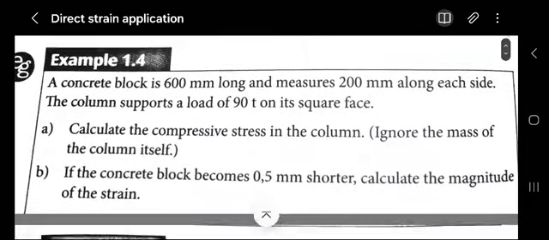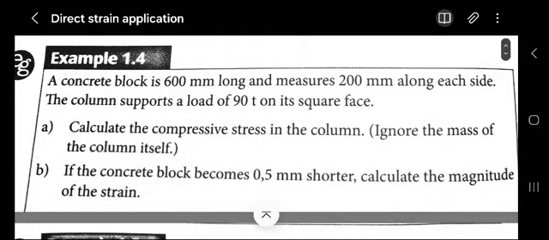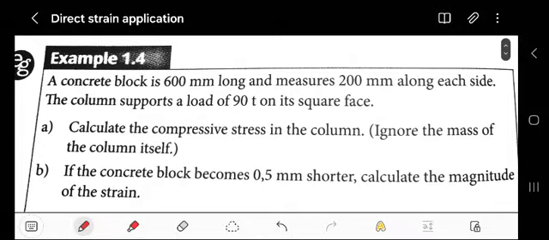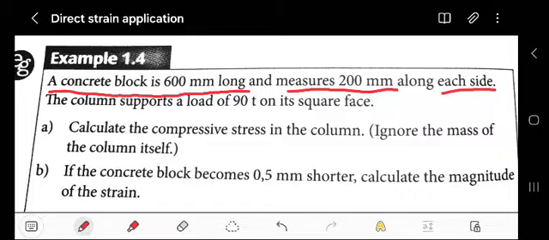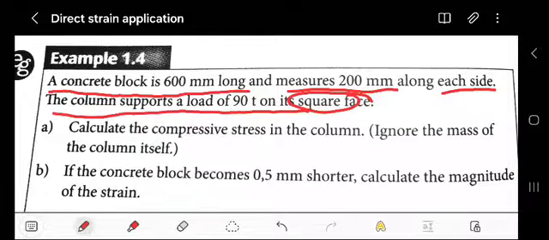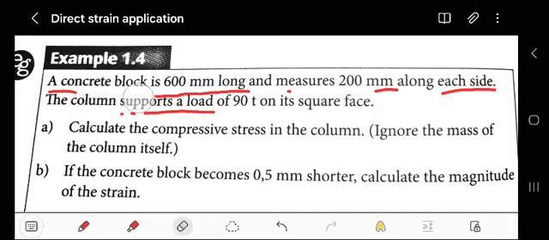Okay, let's check that. We've been given example 1.4. Let's practice that. It says a concrete column is 600 millimeters long and measures 200 millimeters along each side. The column supports a load of 90 tons on each square surface. So this is a square, and you know the area of a square. Okay, no problem.